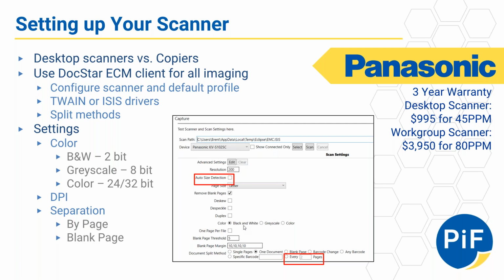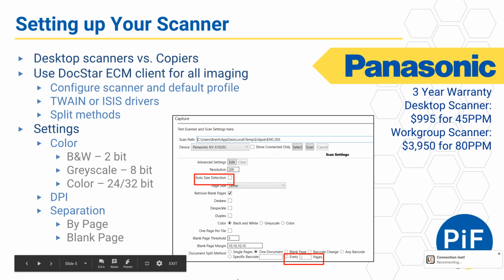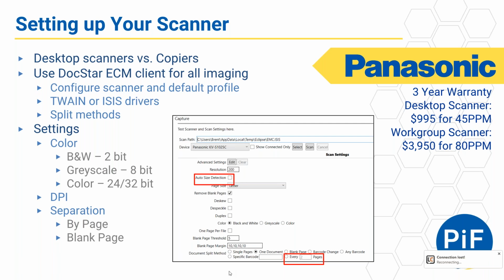You also want to see there the auto size detection, and different scanners support different things, but this will allow you to scan mixed sorts of documents, receipts, longer legal pages, 8.5 by 11, etc. And then you'll notice here the split method. If you are capturing in batch, one of the best things to do is really have a prep station, a card table, or something where you're prepping your documents.